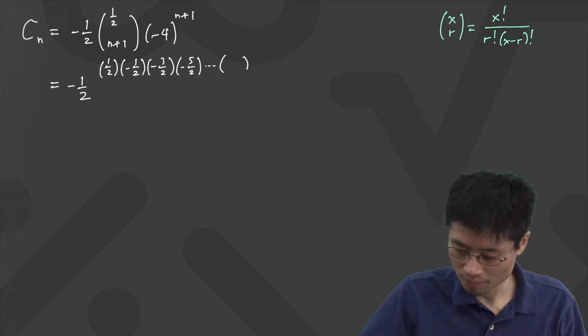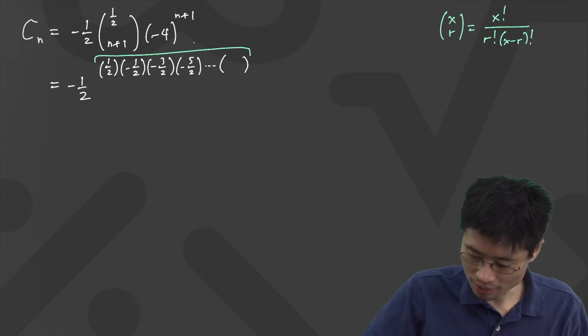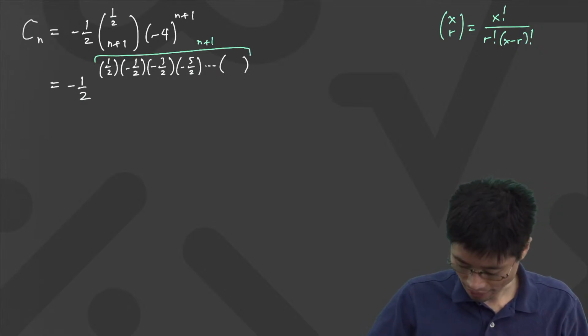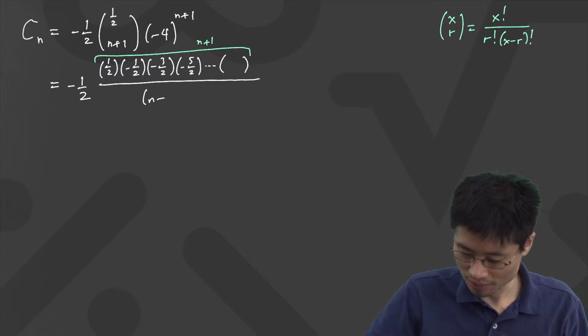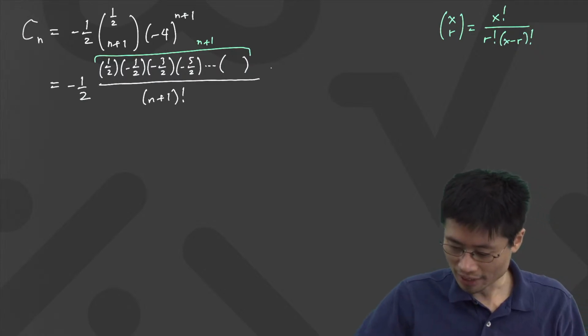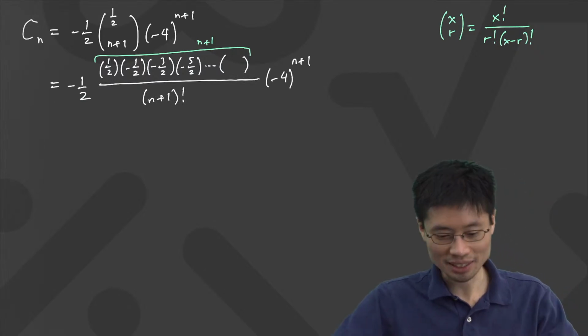I think n plus 1, or off by 1. I feel like it's n plus 1. Okay. And then you divide by? N plus 1 factorial. Good. And then you multiply by negative 4 to the power n plus 1. Now, let's clean this thing up.